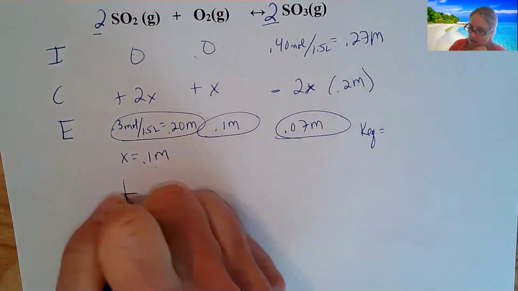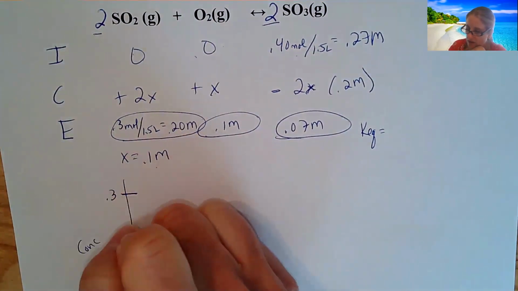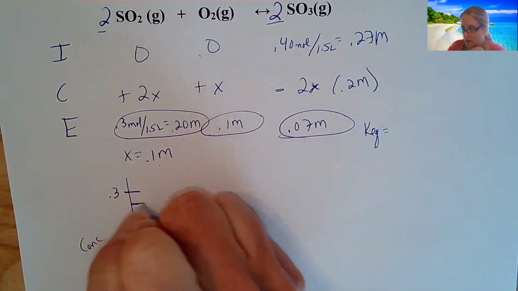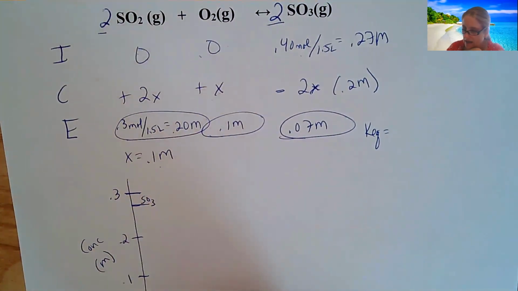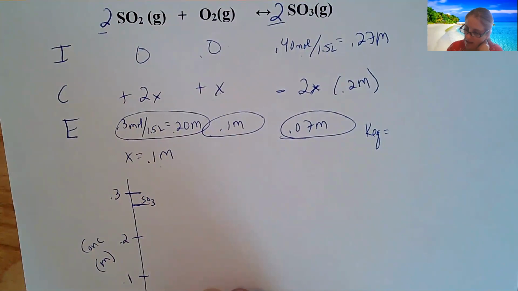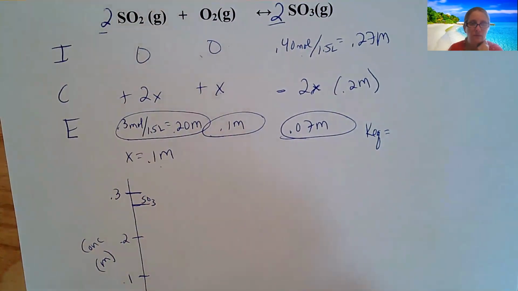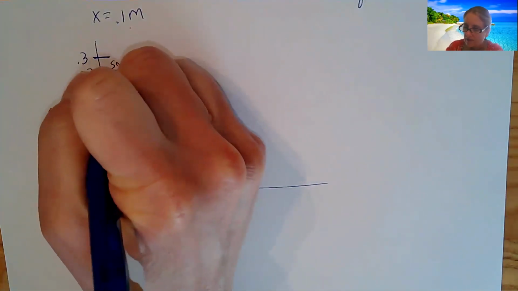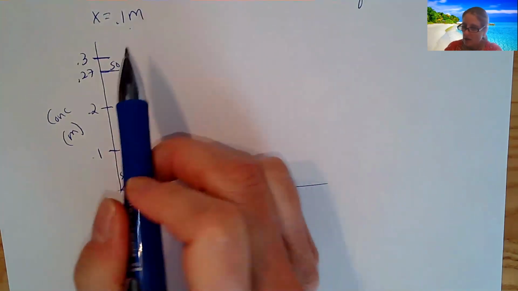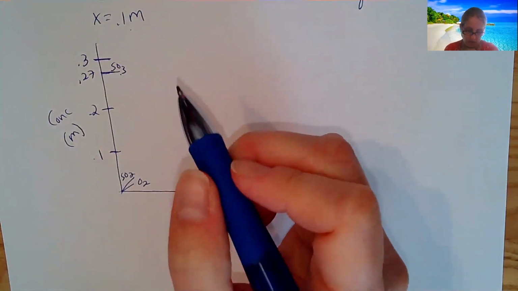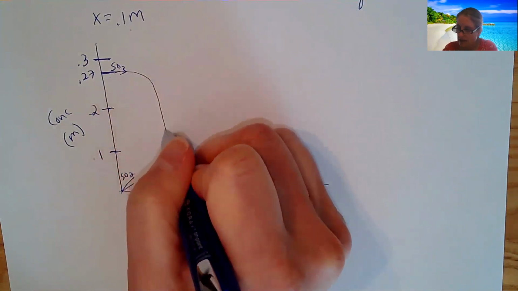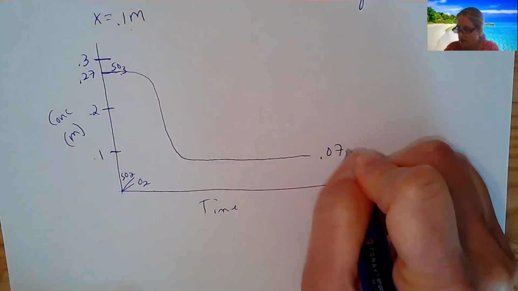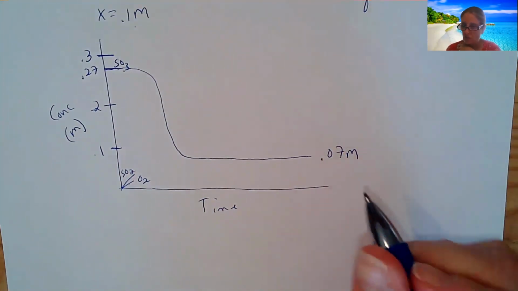So again, this is just a generic representation of what this graph is supposed to look like. So just eyeball exactly where you would be starting with SO3, and then SO2 and O2 would be down here. I'll move that up so you could see it. So SO3 is starting at 0.27 and these are starting at 0. So this goes from 0.27 down to 0.07. So I'm going to take this down and then drill it over here. And again, I want to put the concentrations over here, labeling the line that I've drawn.